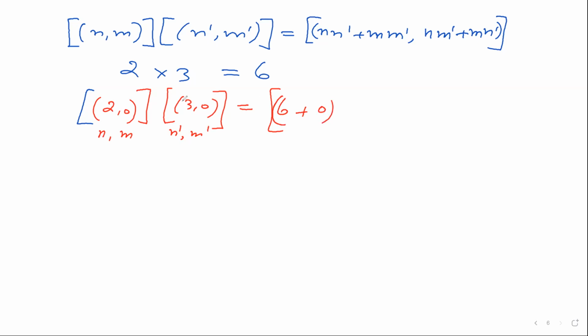This bracket is different from this bracket, okay? n prime is 2 times 0 plus n prime, which is 0. So I am confused with these brackets. I'll put a bracket. Let me move this here.